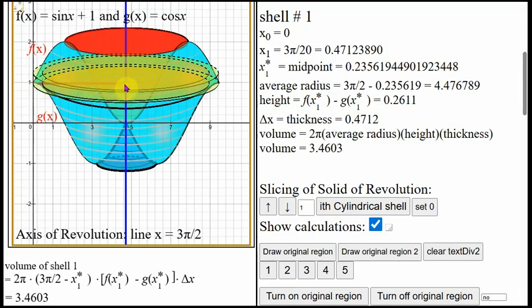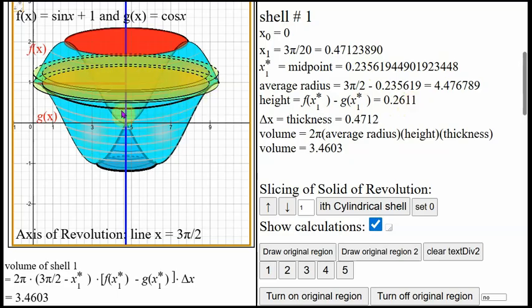For this shell number 1, the radius will be from the axis of revolution to this midpoint right here. And so it's going to be 3 pi over 2 minus 0.2356. That will give us 4.4767. The height of the shell is going to be the top graph minus the bottom graph. So it's going to be f of x minus g of x at the midpoint, which is x sub 1 star. And so we do f of 0.2356 minus g of 0.2356. It will give us 0.2611.